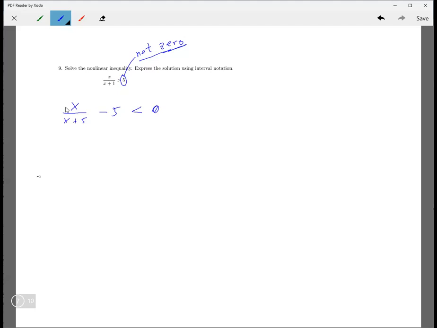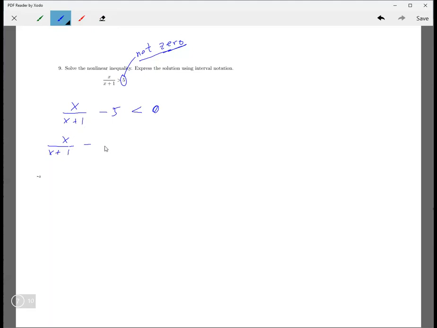Okay, but now this is not a product. It's not just a straight product. So you need to manipulate this into a straight product, and the way to do that is to get a common denominator, and those aren't 5s.